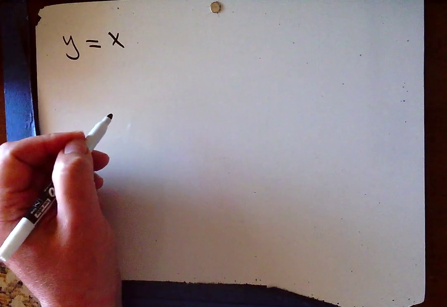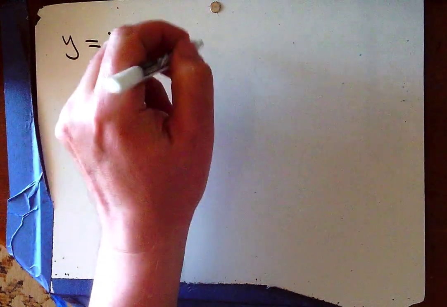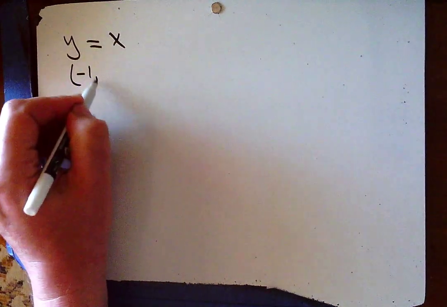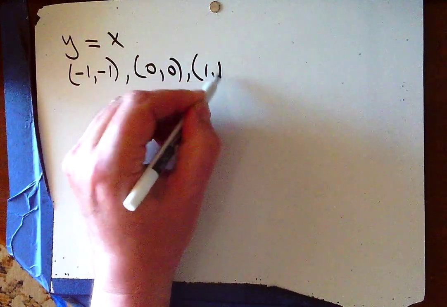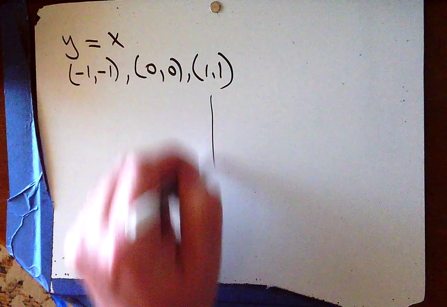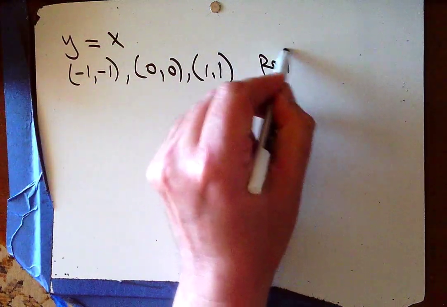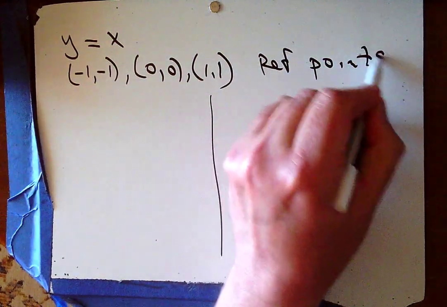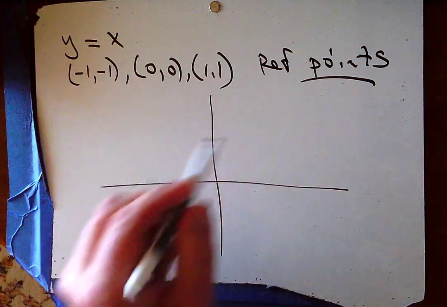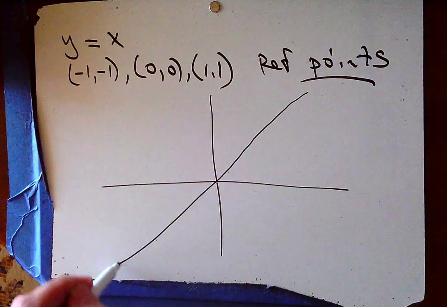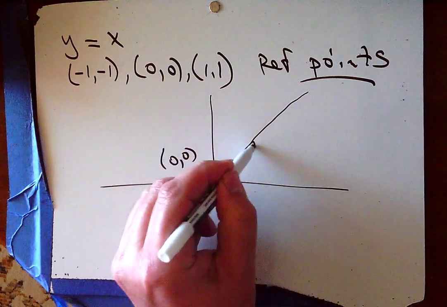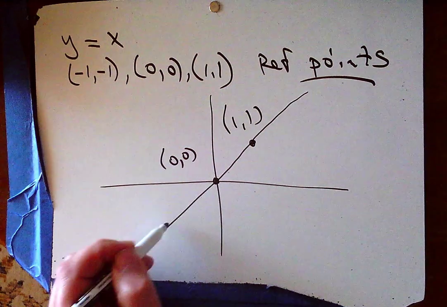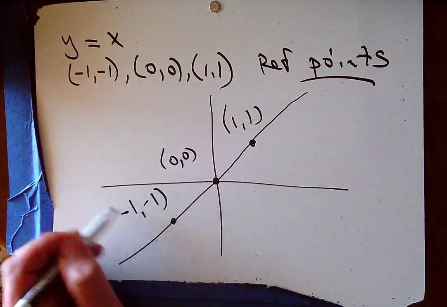Okay, so the first one is y equals x. And y equals x passes through -1, -1, 0, 0, 1, 1. And those are your reference points. And the graph is just that equation that goes through the line that goes through the origin. It passes through 1, 1, 0, 0, and -1, -1.